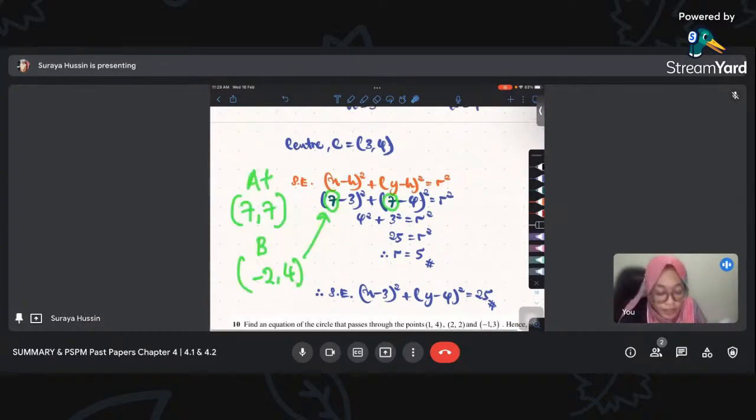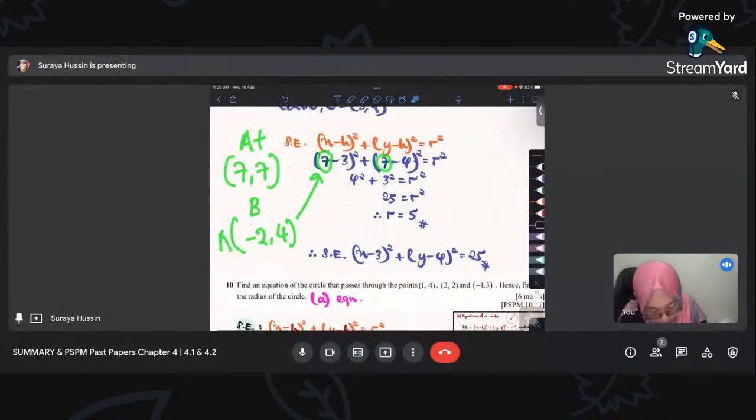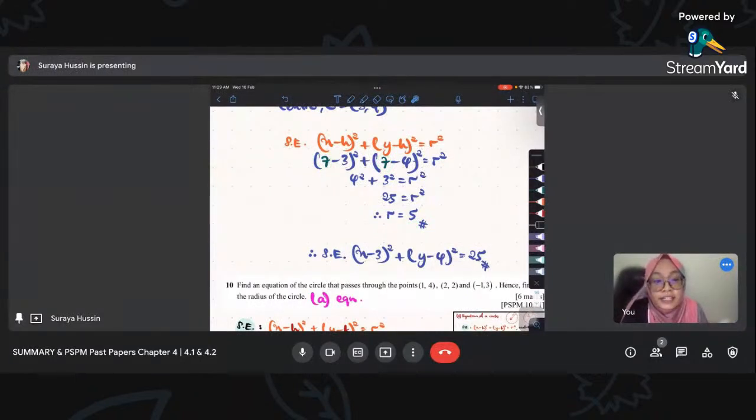You boleh masukkan point A. This is point A, this is point B. Okay, you boleh masukkan ke dalam equation of circle. Jawapan tetap sama, 5. You tak percaya, you buat. You kena try and error until you got it. Okay?